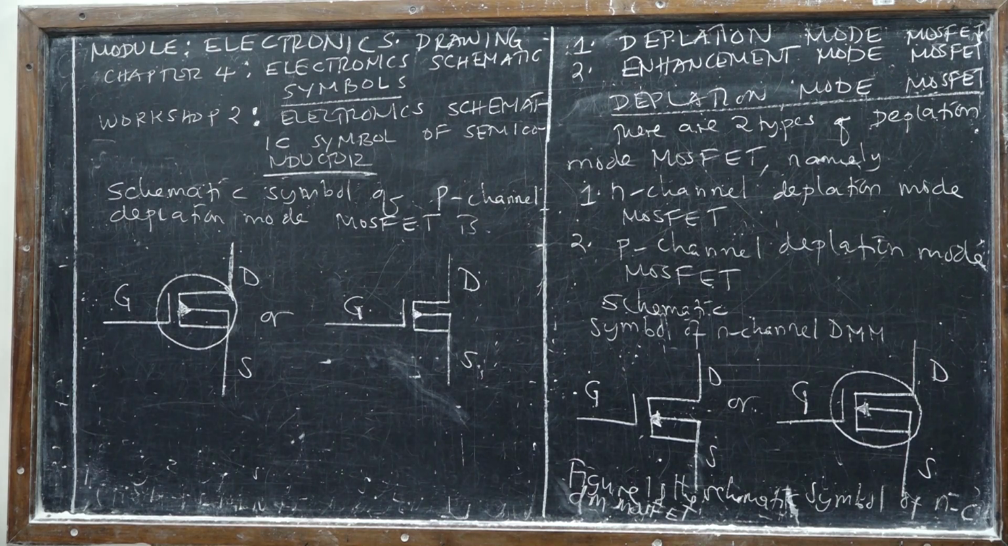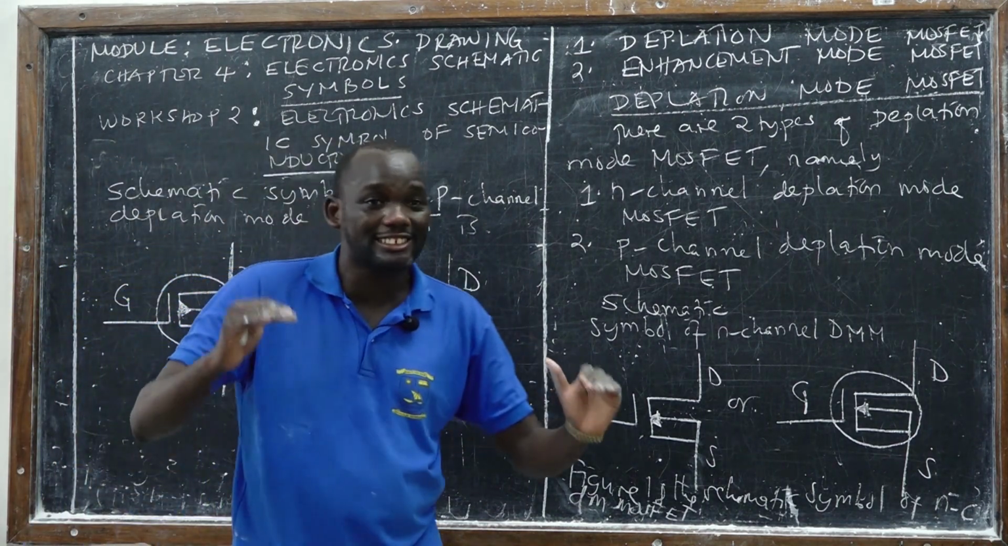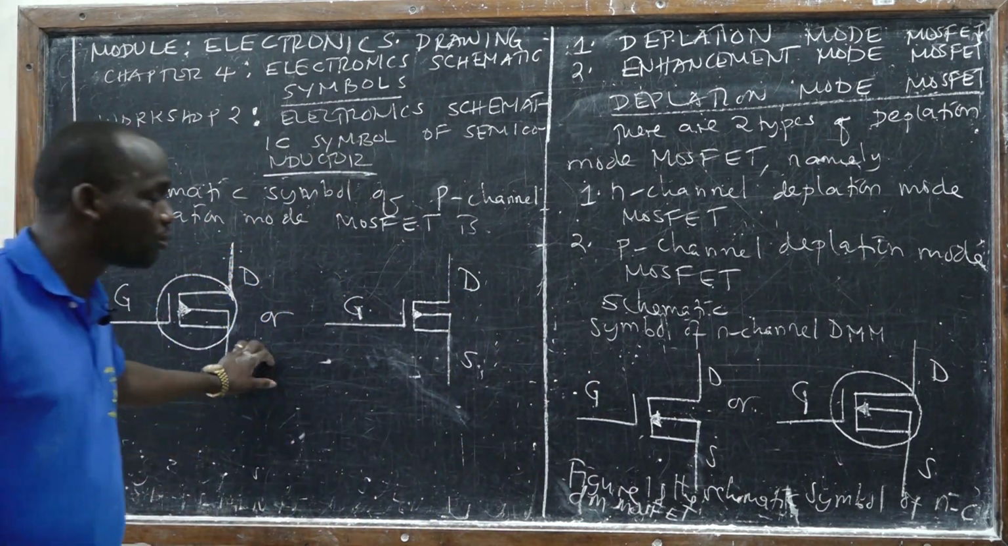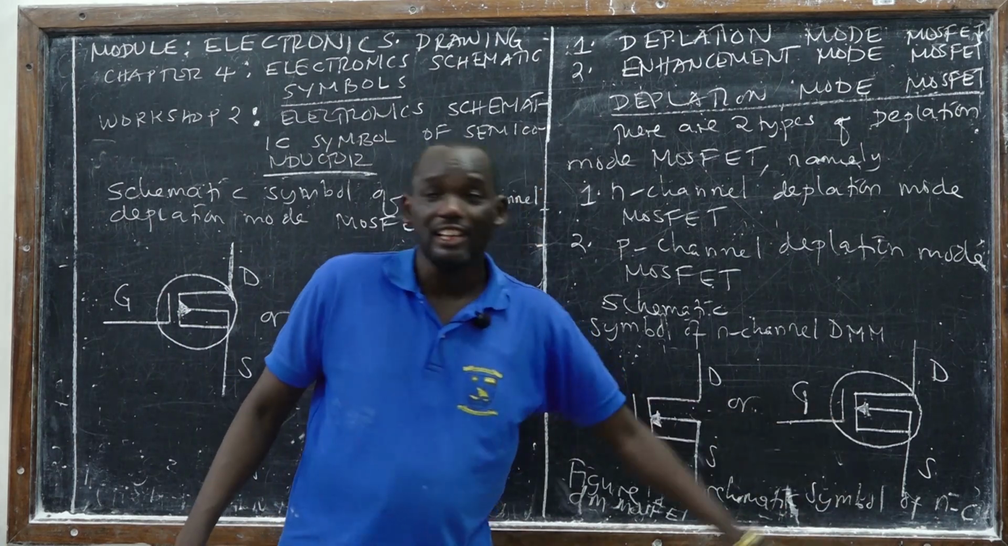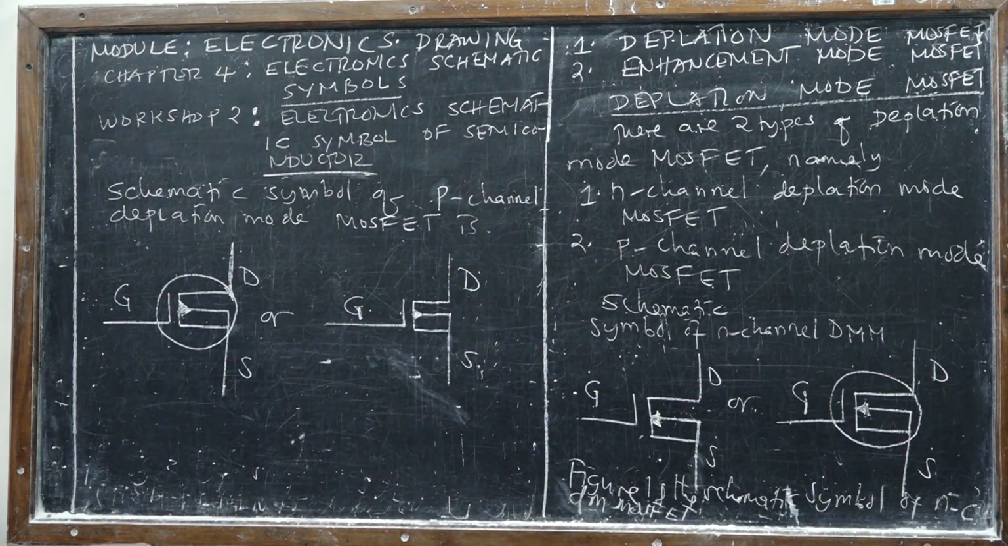Remember that you'll be finding these symbols in a complicated schematic circuit diagram. You might find either this one or this one or this one together with some other schematic symbols. So to interpret them, it's not as simple as you think. You might think that it's simple because you are learning it individually. But when you encounter them in a complicated or medium schematic circuit diagram, then you will be suffocating.